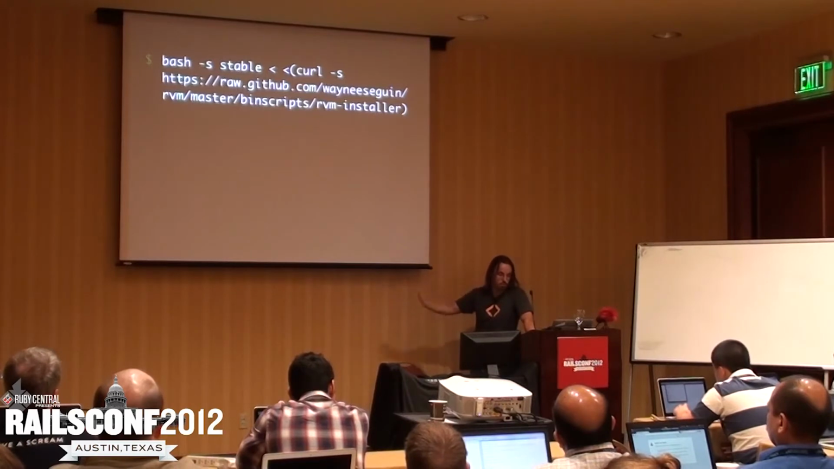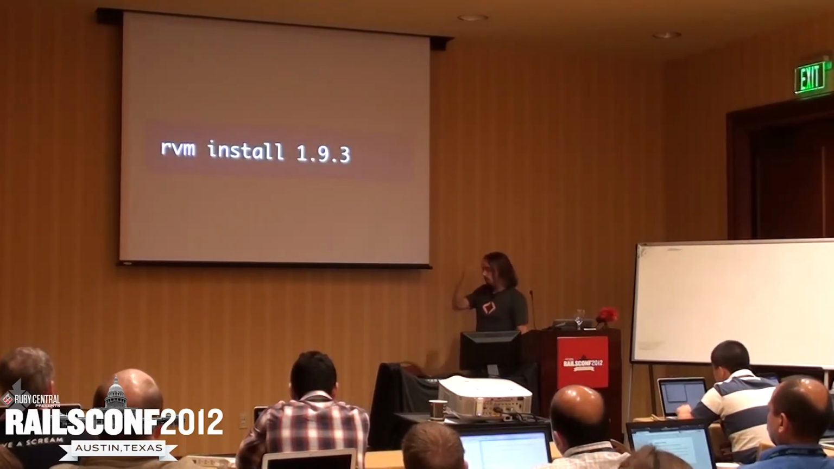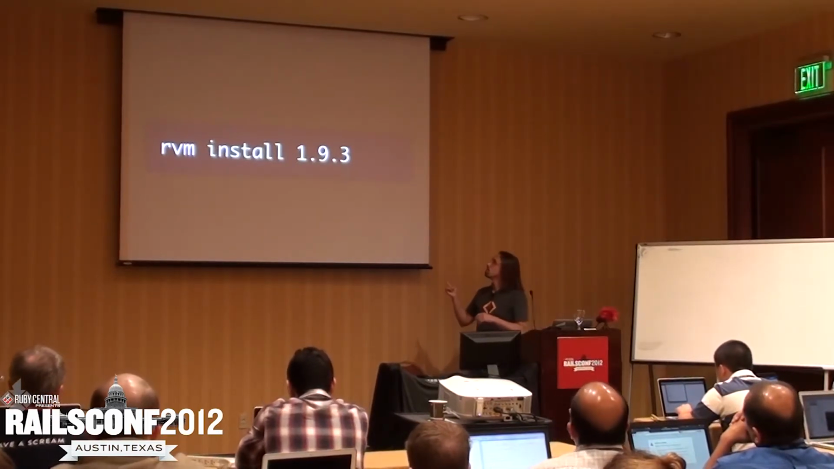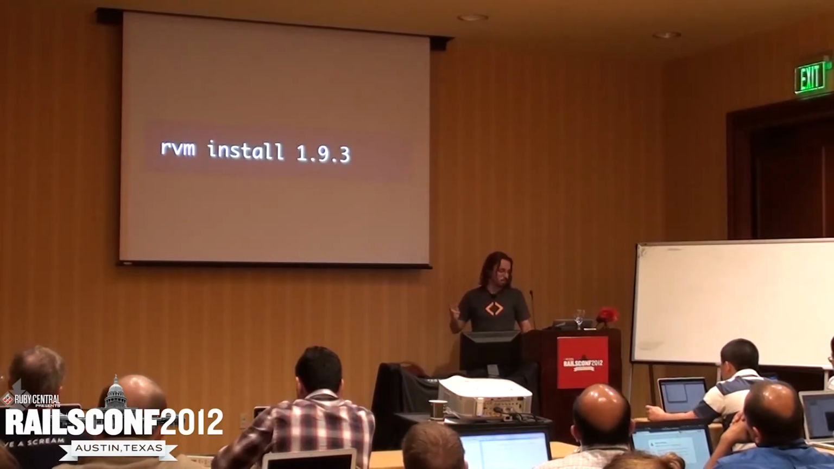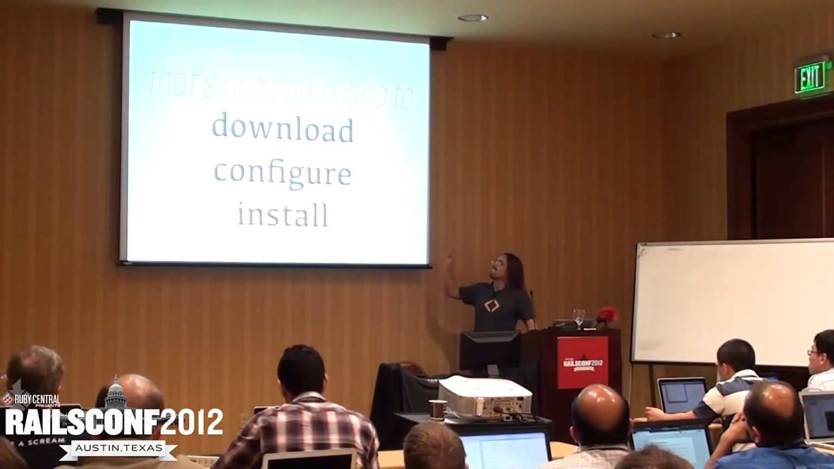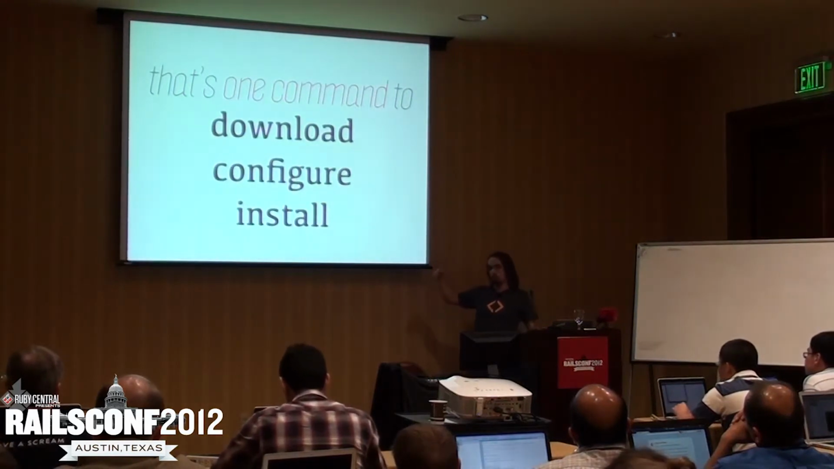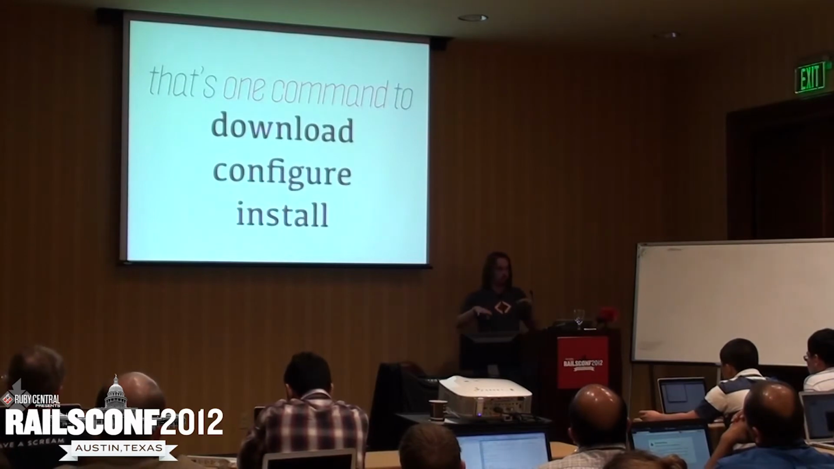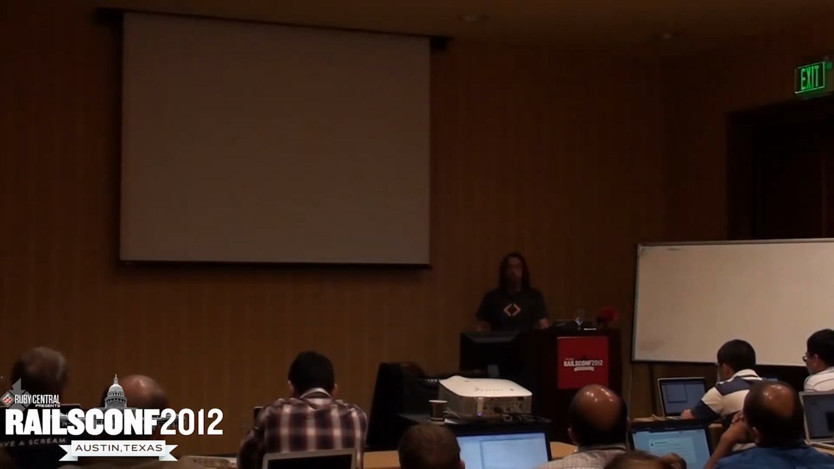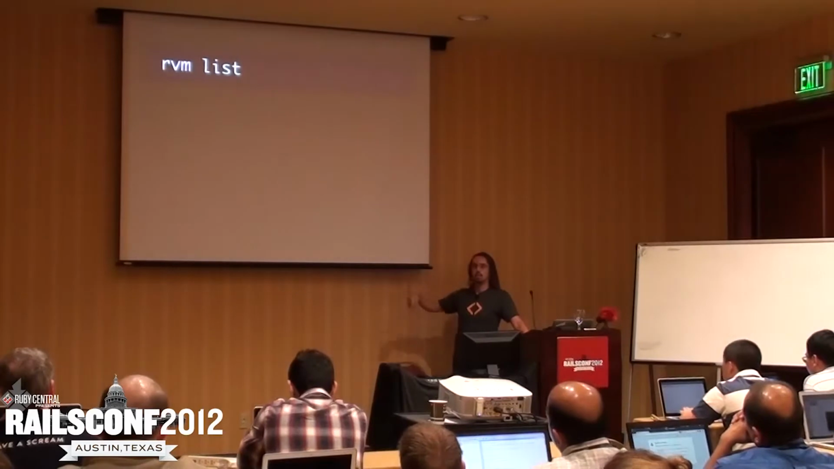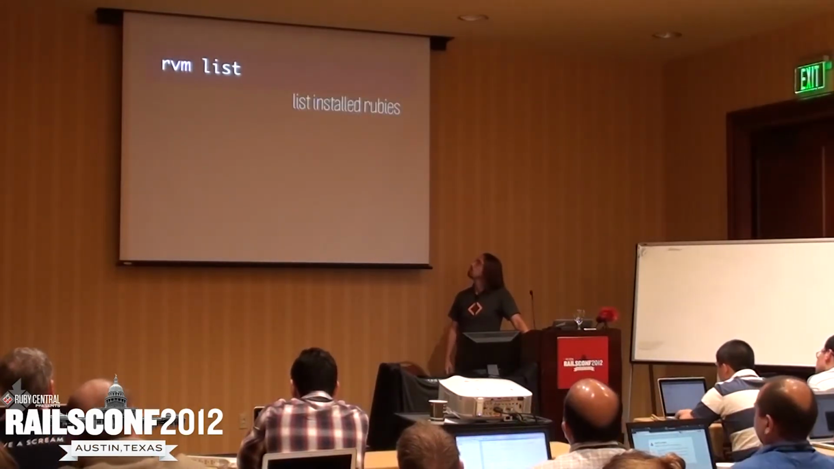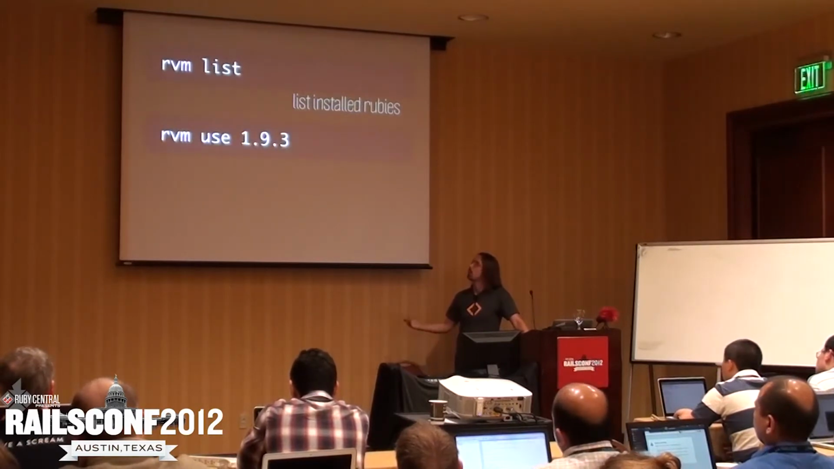In this case, it's safe, but what's neat about RVM is that instead of downloading the Ruby source code and figuring out what to do with it, you can just run this command, rvm install 1.9.3. What this command does is it's going to download, configure, and install Ruby, or the specific version of Ruby 1.9.3, for instance, for you. It's going to download it and get it ready. And once it's downloaded, you can find it by listing all the RVM rubies that you have installed. And then you can simply say rvm use, and you're ready to use it.